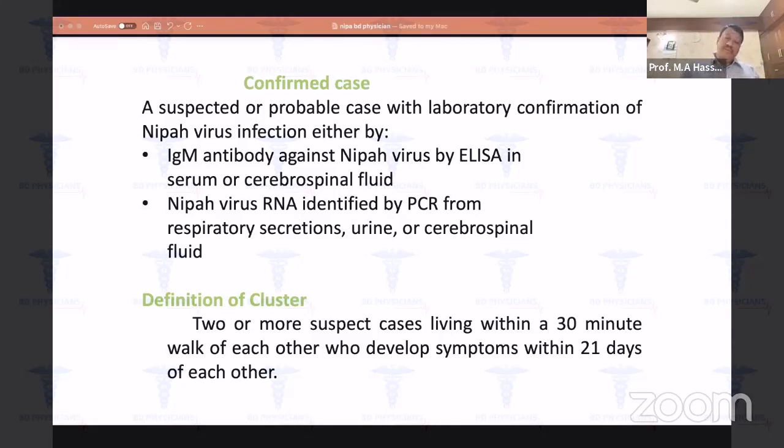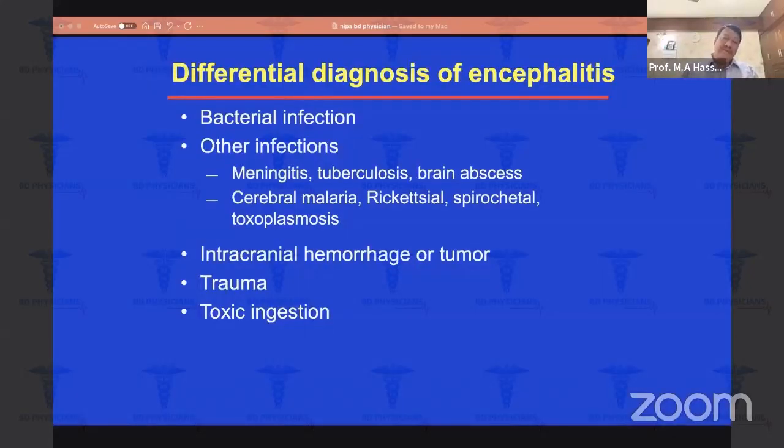So if epidemiological surveillance is done and there is any suspected case, there might be some differential diagnoses. We always exclude bacterial infection, meningitis, tubercular meningitis, or cerebral abscess, even cerebral malaria, intracranial acute stroke syndrome, or trauma, or any toxic ingestion, alcohol, or any other poisoning cases. So many differentials will come, but we have to exclude them by the epidemiological link, endemic zone area, and history is very important.